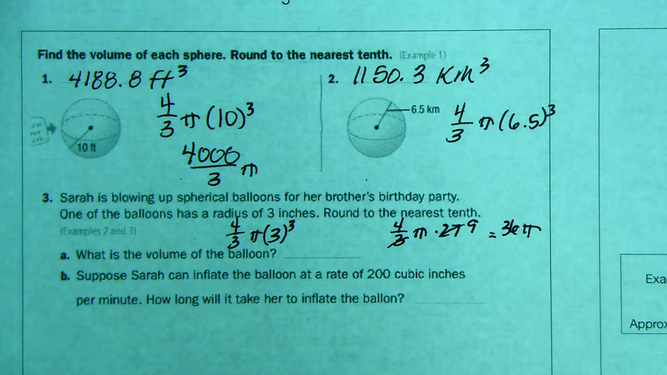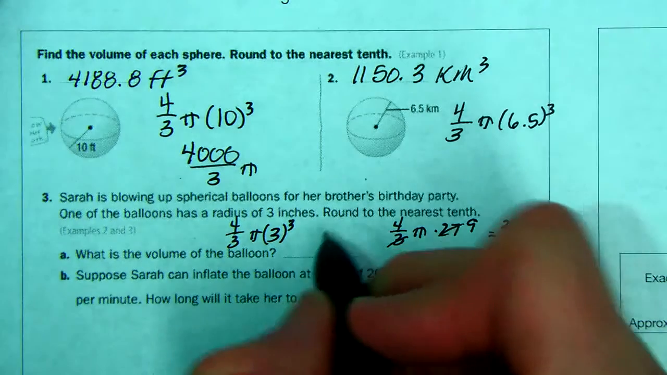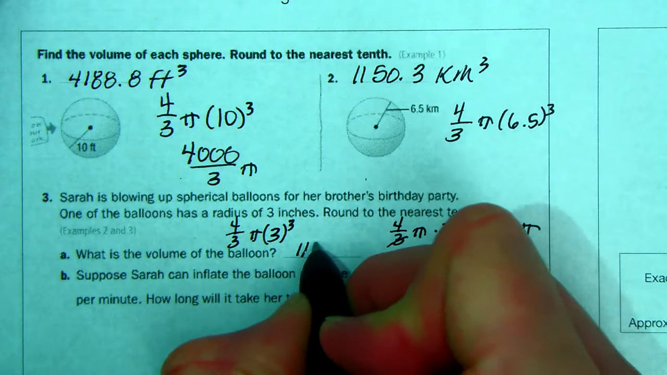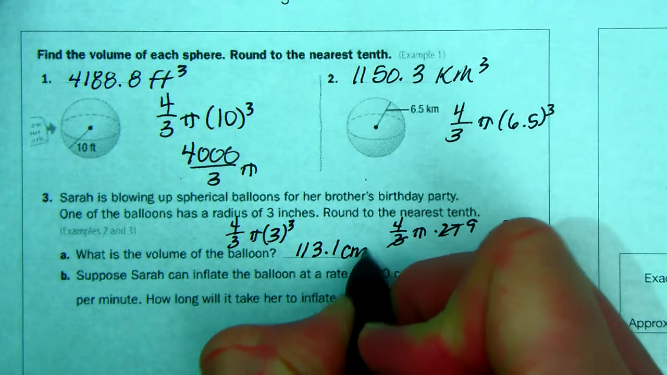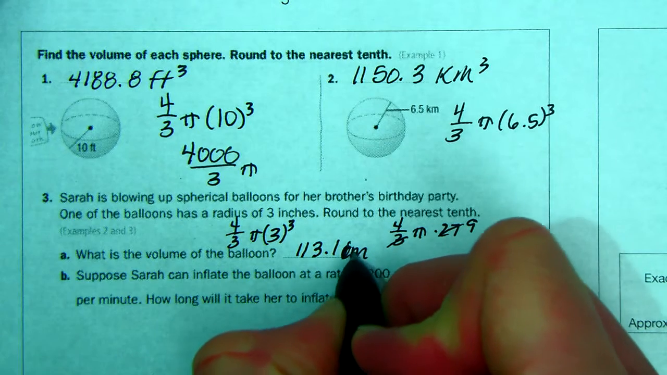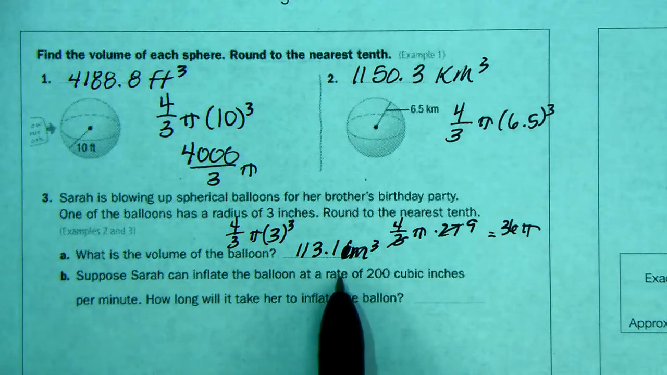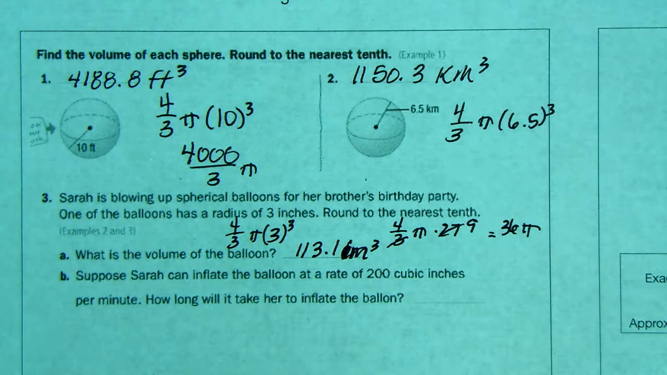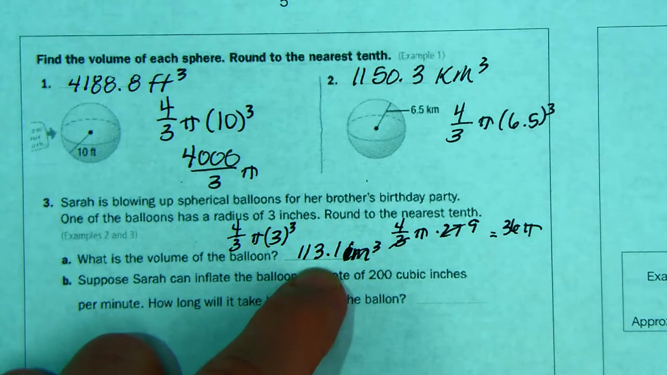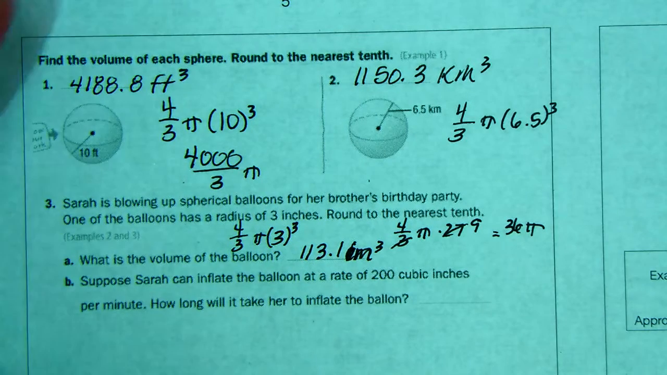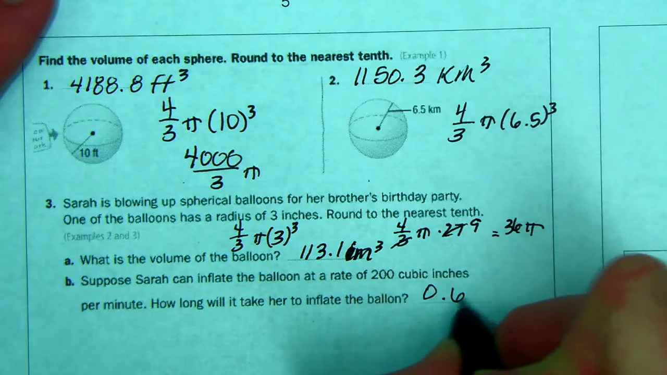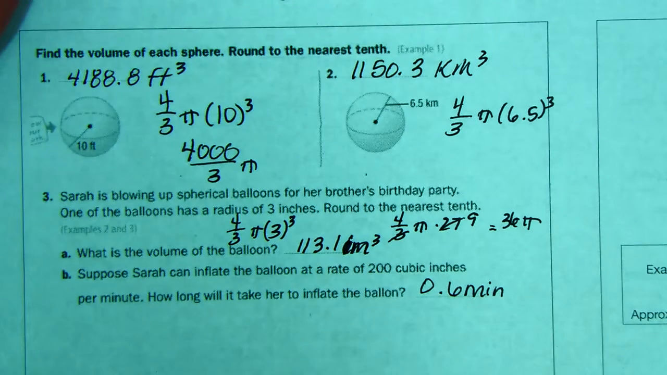And 36 times pi, yes, I did that all in my head, kids. 113.1 inches cubed. And if she can blow it up at a rate of 200 cubic inches per minute, how long is it going to take her? Well, less than a minute, right? If I take 113 and divide it by 200, which makes sense, it shouldn't take you more than a minute. So 0.6 minutes. If you want to be exact, about 34 seconds if you take it times 60.